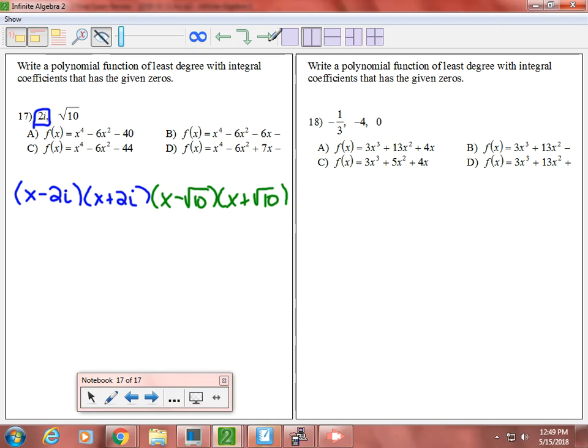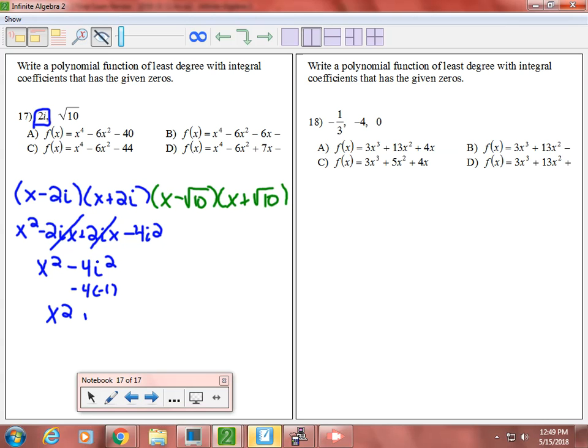So when I FOIL this one together, I get x squared minus 2ix plus 2ix minus 4i squared. So what happens is those are going to go away. So now I have x squared minus 4i squared. Remember that i squared is really negative 1, so that's really negative 4 times negative 1. So you have x squared plus 4.